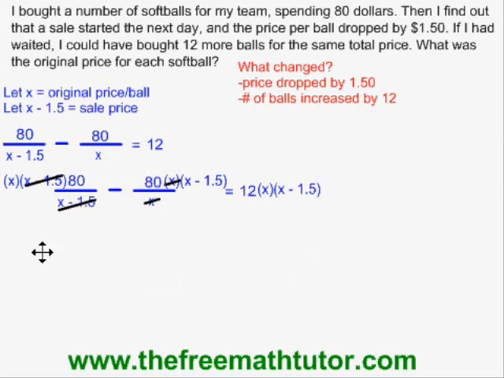Then I do my multiplication on the left of the equals. All I have in the first fraction is x times 80. That gives me 80x. In the second fraction, I have 80 times x, which gives me another 80x. That is subtracted because of this minus sign. And 80 times negative 1.5 would give me negative 120. But because I am subtracting negative 120, it turns into plus 120. And of course, the 80x minus 80x also cancels.